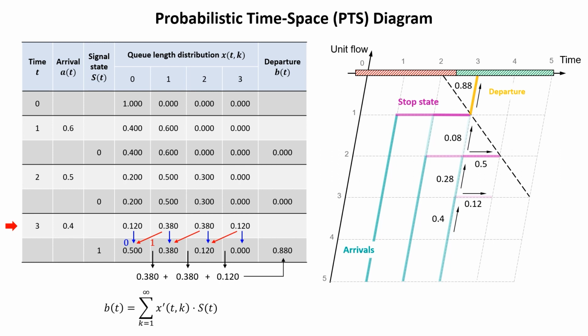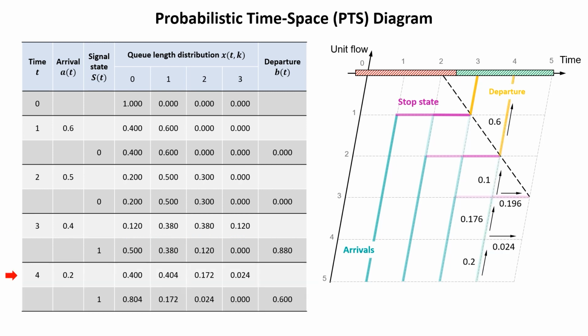We then update the PTS diagram for an arrival probability of 0.4. Notice now that the signal state is 1, so there is a departure whose probability can be calculated by taking the product of the probability that there is a queue of some length and the signal state. The PTS diagram is now updated for a fourth time step.